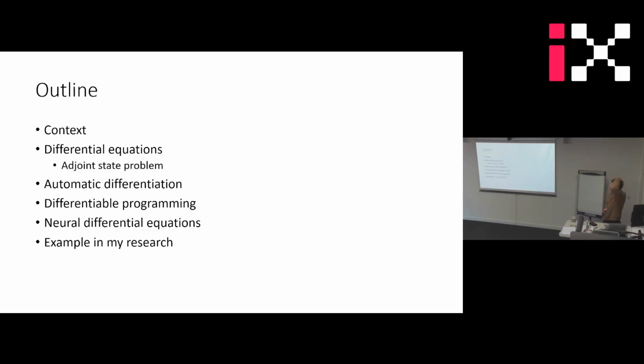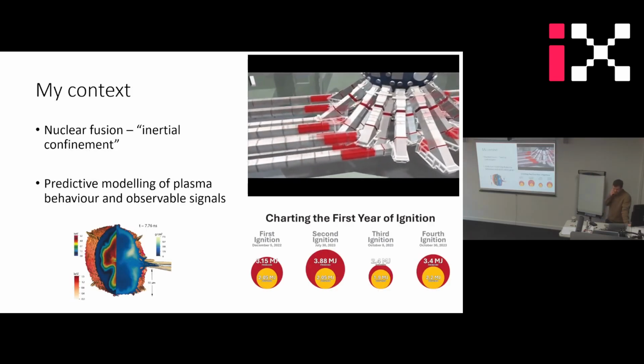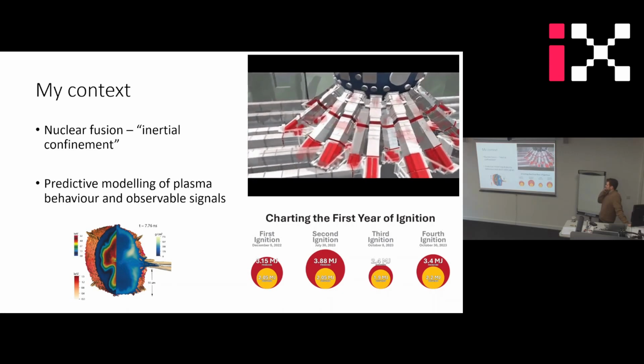So I'll give some context, and the numerical modeling is all going to be about solving differential equations, and doing some optimization with differential equations introduces this thing called the adjoint state problem, which I will go through, and hopefully with that being clear, we can go forward to why we need differentiable programming, and then introducing neural networks into differential equations, and finally an example which hopefully shows how this stuff can be useful in relating to modeling physical reality. So yeah, starting off with the context, my research is in nuclear fusion.